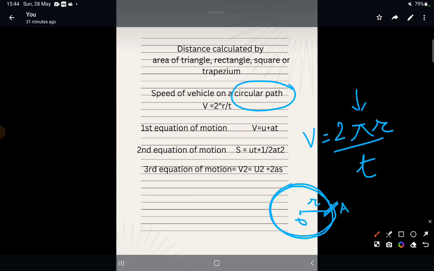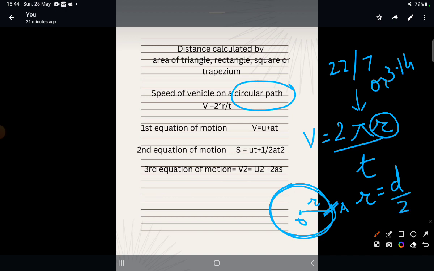Pi can be taken as 22 divided by 7 or 3.14 as is the requirement of the numerical. If you are given diameter, then you have to make it into radius, that is d upon 2. And then you can find out the velocity by this formula.